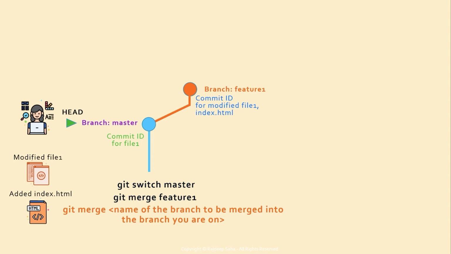Basically, the command is git merge and then give the name of the branch where there are additional commits, and then those changes will be merged into the branch that you are sitting on. You do not need to give the name of the branch that you are sitting on. That's why we did not give the name master in git merge feature 1 command.